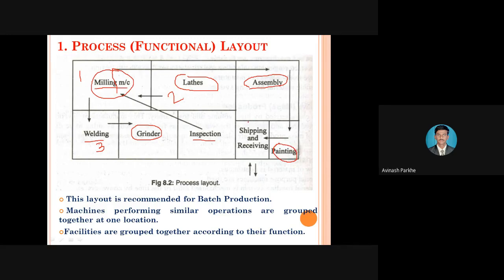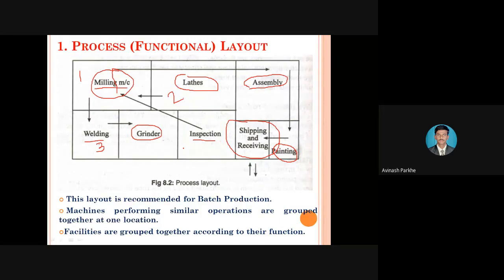And at the end, whatever this compartment is provided, this is called shipping and receiving. Shipping means we are shifting all the raw materials to all the types of compartments, and at the same location only, we are receiving the final products. If such types of layouts are provided in the industry, this layout is called a process layout, or it is also called a functional layout, in which all the similar types of machines are grouped together at one location only.